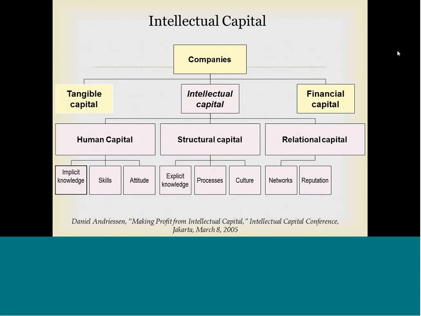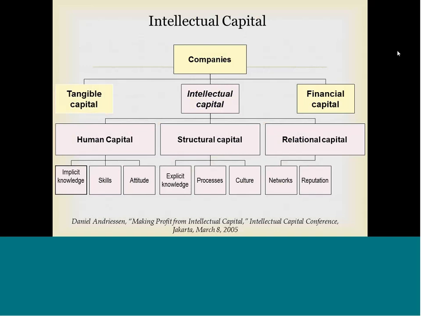Andreessen, and if you've taken some other knowledge management courses at Kent State, you will be familiar with Daniel Andreessen's model of intellectual capital. Andreessen identifies three forms of capital: tangible capital or physical capital, intellectual capital, and financial capital. We talked a little bit about the tangible or the physical capital and the financial capital, only briefly. But our primary focus in knowledge management is intellectual capital.